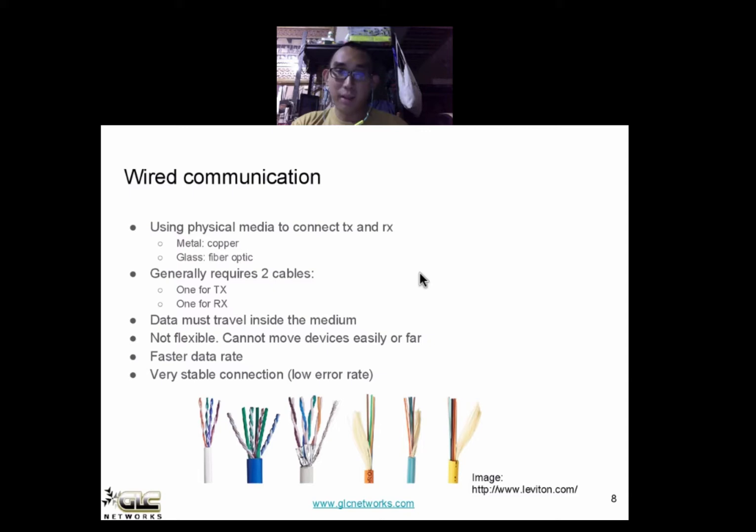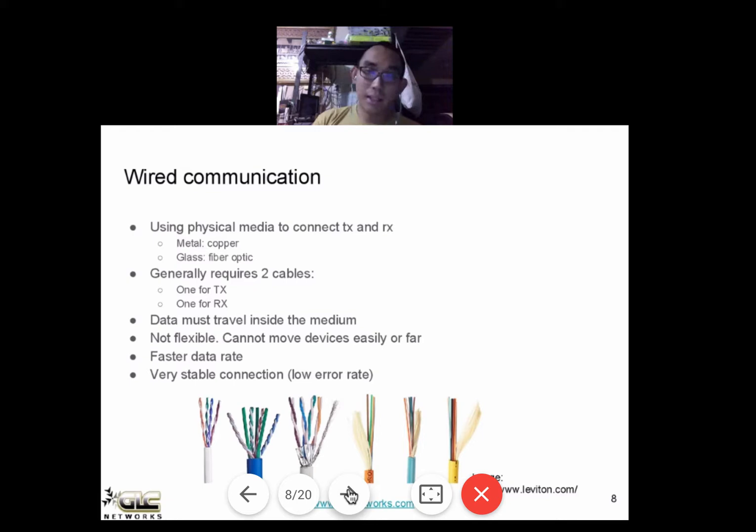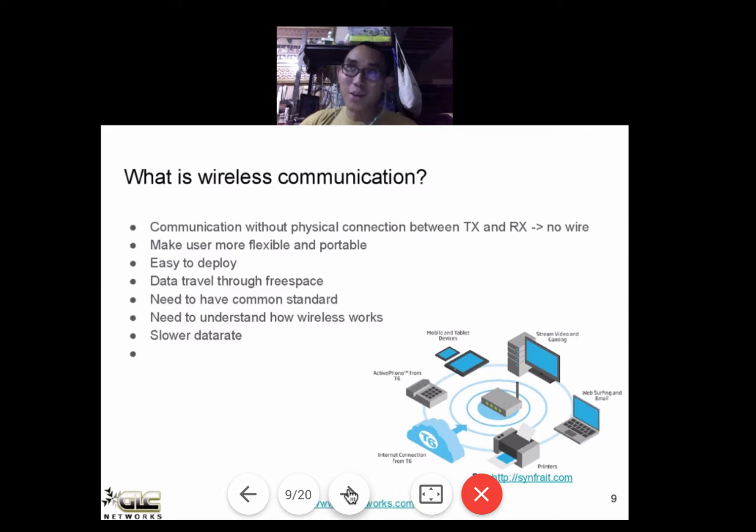We have a faster data rate, of course. Wired communication is very, very fast, and no one can beat the speed of light, in this case when we use fiber optic. It is also a very stable connection with a very low error rate. For example, in 1 million or 2 million or 10 million packets, only one packet is in error. So you can see it's very, very low. Cable communication is very, very stable. But unfortunately, we have a drawback of wired communication, because it is inflexible.